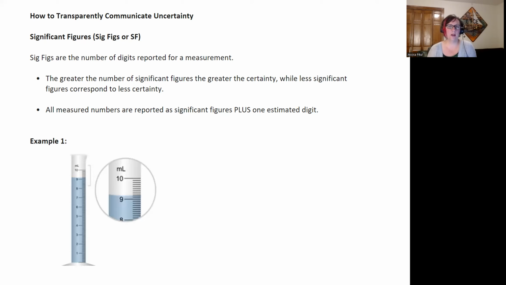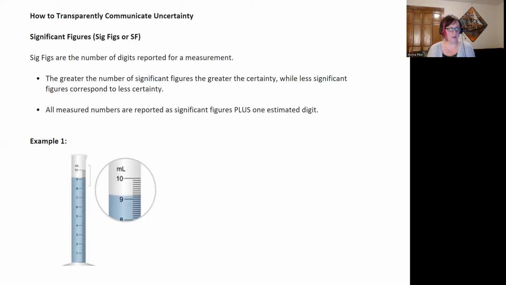In this lecture, we're going to talk about how to transparently communicate uncertainty. The goal is to report measurements of physical properties in a way that anyone reading that measurement, whether in an article we're publishing, a lab report, or just something we're writing out on a board, can clearly understand how precise an instrument we used when we made that measurement. And so we're going to use something called significant figures.